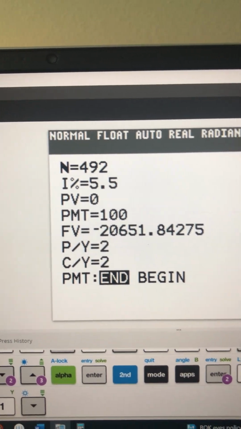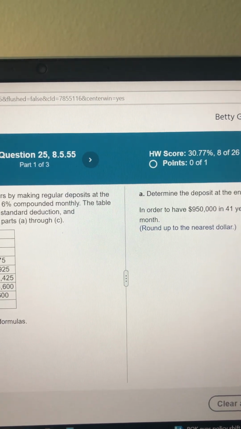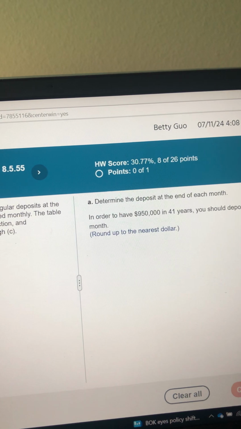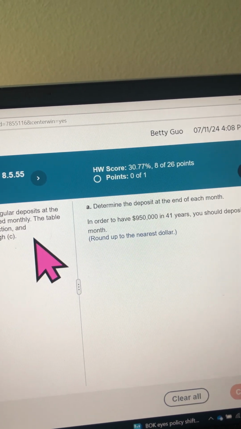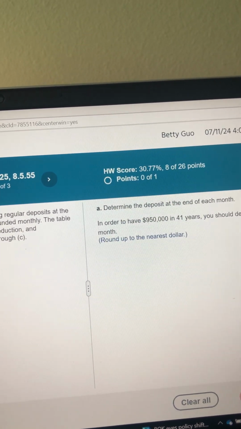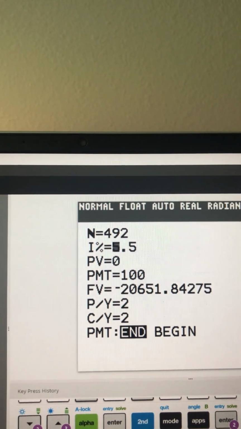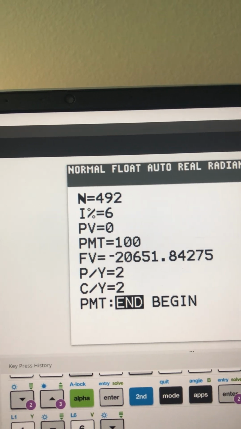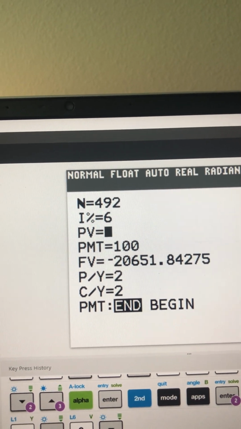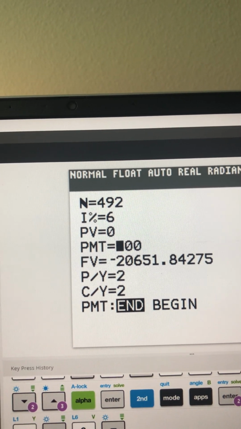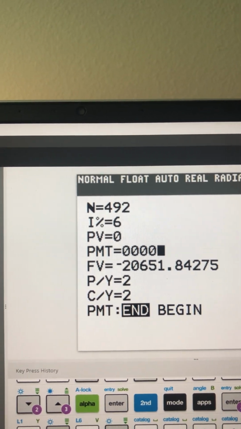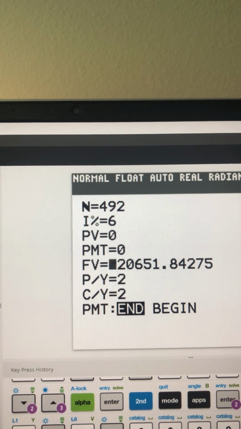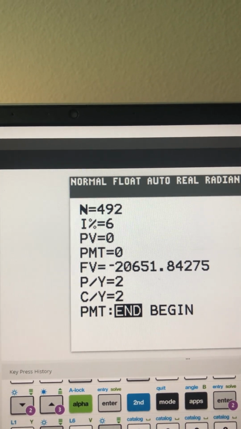Next entry, annual interest rate. It is given as 6%. So we just need to put a 6 right here. And present value, remember for an annuity, present value is always equal to 0. And the monthly payment is something we are trying to figure out, so we put a 0 here to hold a place. And move to the next entry, future value. FV is the future value of the annuity, so that is your financial goal.